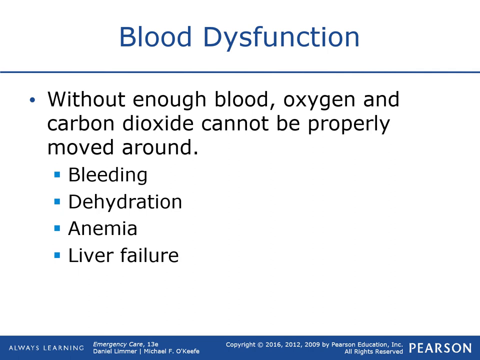Dehydration. Dehydration will cause a lack of water in your blood vessels. And if you don't have water, then you can't have the train that you get on. And so you can't move the red blood cells around well enough because you don't have enough oomph to move it around your body. Anemia. Anemia is the lack of production of red blood cells. So you just aren't producing enough. And then liver failure. Your liver is responsible for removing a lot of the toxins from your body. And so if you can't remove the toxins because your liver's failing, then they stay inside of your body and they start to kill off your red blood cells. So if you don't have the red blood cells, you can't carry the oxygen anymore, and you end up having blood dysfunction.